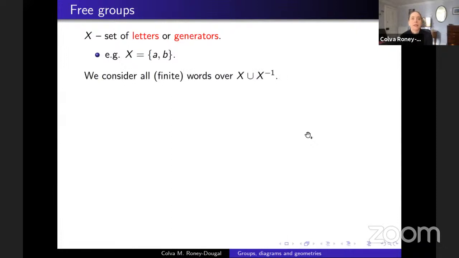What we're going to consider is all words of finite length over, well, first of all, the symbols in X, but also we're allowed to take symbols from X and put a little -1 on them. So just a string, a finite sequence of elements. The only important thing is that it's finitely long.